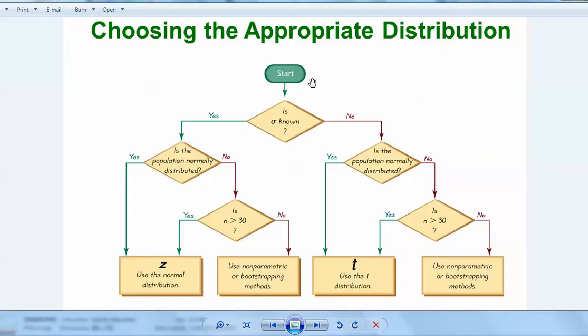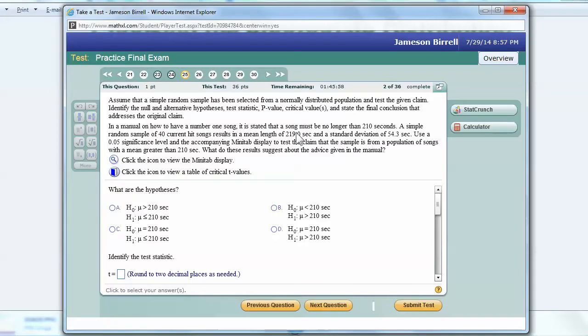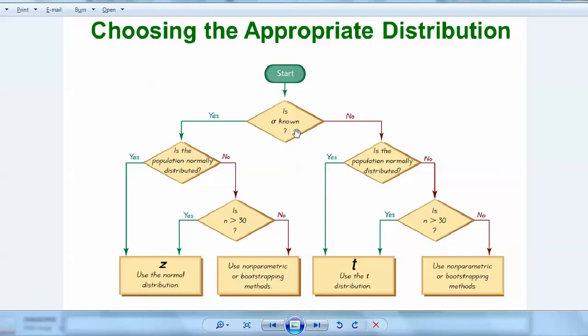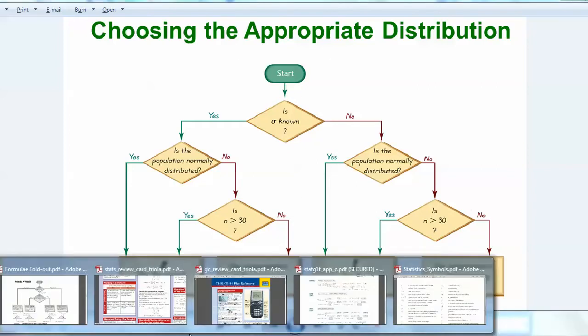Here's the flow chart where it says, start by asking yourself, is sigma known or unknown? So is the population standard deviation known or unknown? This is a simple random sample of 40 current hits, so this is a sample. All throughout this sentence I'm talking about the x-bar sample mean of 219 seconds and the standard deviation s of 54.3 seconds. It doesn't look like I actually know the population standard deviation. I know the sample standard deviation. So is sigma known? No. Now I'm over here. Is the population normally distributed? Yes, I already referred to that. But even if it wasn't, our sample was 40, so we would still end up in the t-distribution down here. That's one way you can choose the correct distribution.